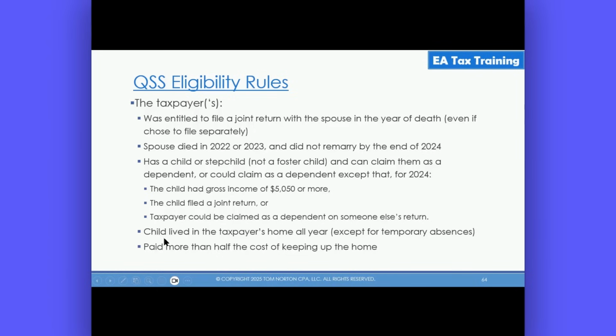The next test is that the child lived in the taxpayer's home all year. And again, we do not count temporary absences against them. And the taxpayer has to have paid more than half the cost of keeping up the home, just like we talked about for the head of household. So if they meet all of this criteria, then they would qualify as a qualified surviving spouse, and they would get the benefits of the married filing jointly standard deduction and tax rates.